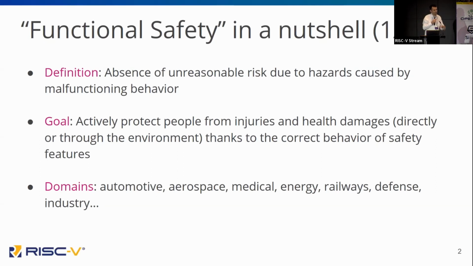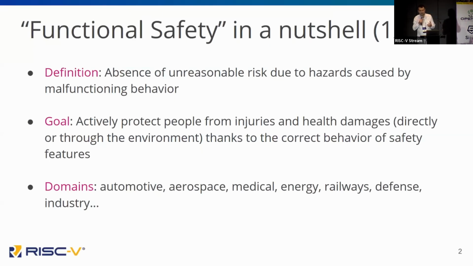In your car too, when you press the brake pedal. In a nutshell, what is functional safety? It's the absence of unreasonable risk due to hazards caused by malfunctioning behavior. What will happen if your computer crashes, does not meet a deadline, and so on? The goal is to protect people from injuries, from health damages, directly or through the environment. You can imagine an accidental pollution too that would endanger people. And the main point is the correct behavior of the safety features.